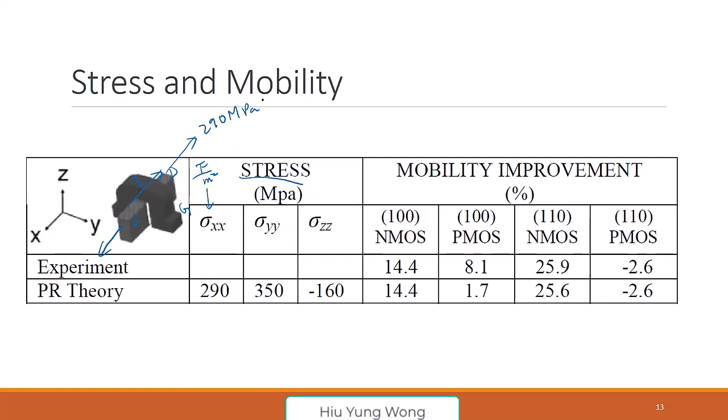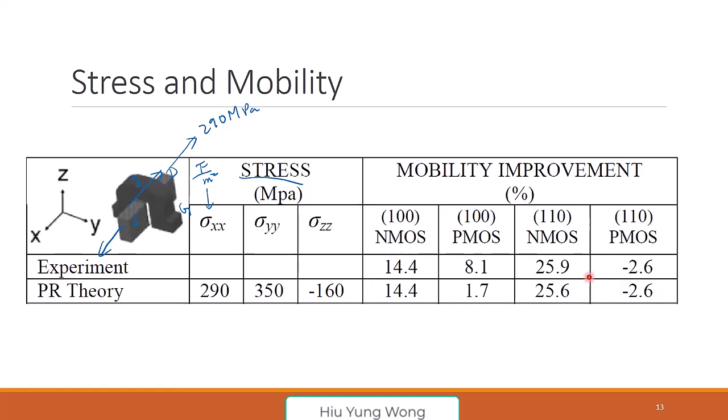And then in the Y direction, you also try to pull them away. But in the Z direction, you try to compress them. And then you see that for different crystal orientations, you have different enhancement or degradation in the mobility. You don't need to memorize what happened, right? But I want you to be able to read papers, or understand when some people tell you.